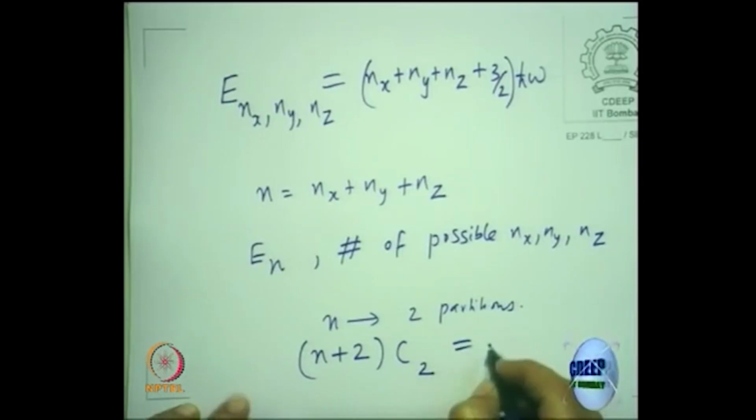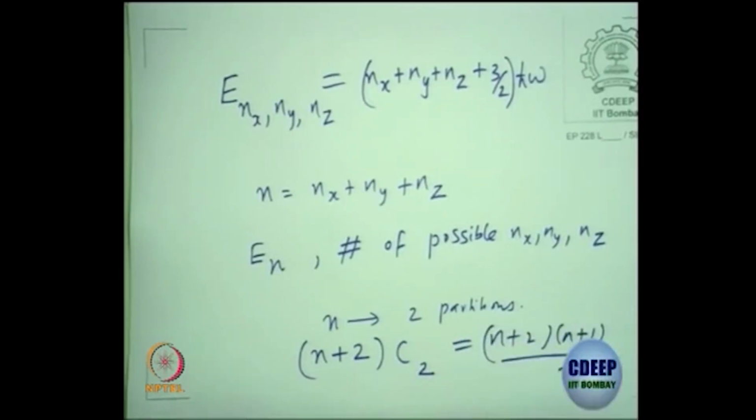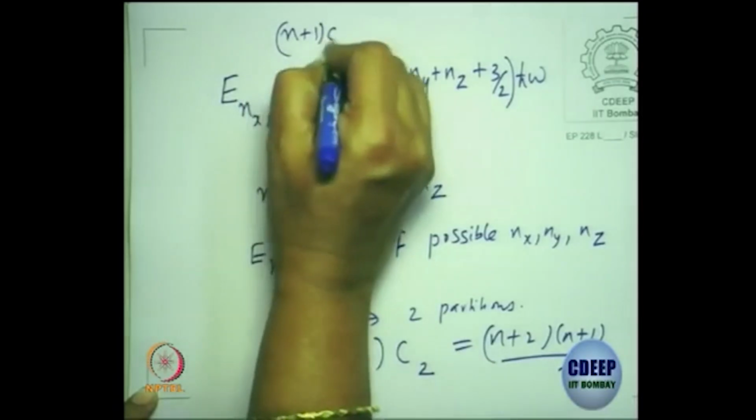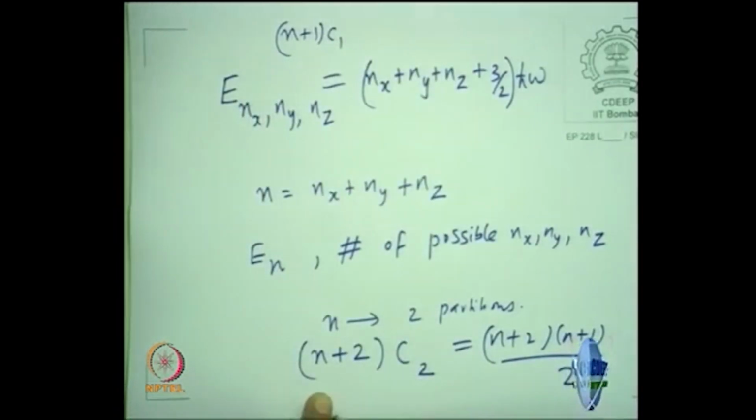And you can actually extrapolate to any dimensional harmonic oscillator. It will become n plus r C r, where r is the dimension. For 2 dimensions, you had n plus 1 C1. For 3 dimensions, it is n plus 2 C2. Is that clear? So one of the features which happens beyond 1 dimension is that even the bound state solutions will become degenerate. But in the case of 1 dimension, you found that the bound state solutions are always non-degenerate.